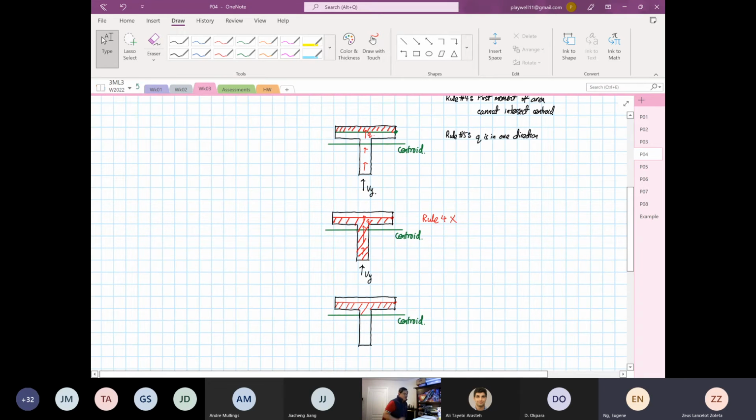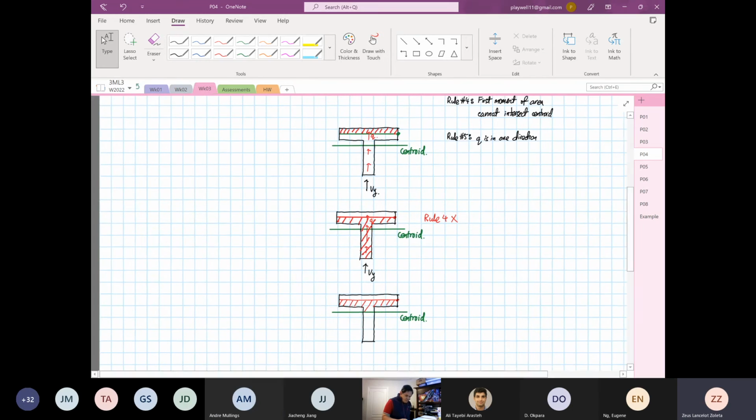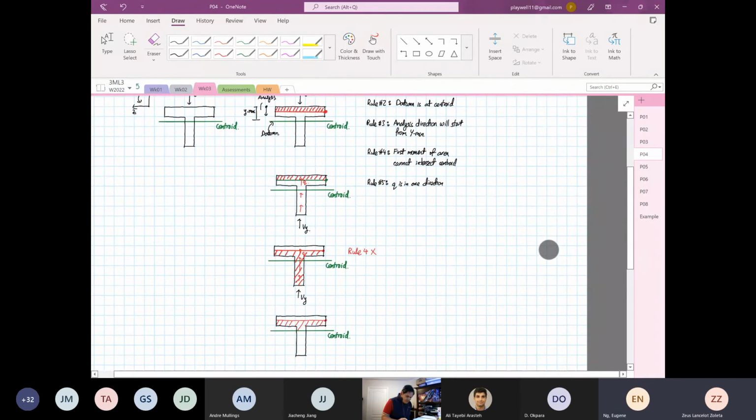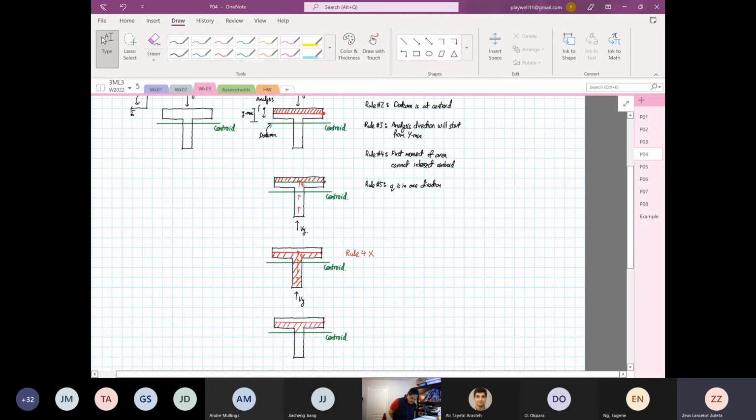Now, why is the last one I've drawn not correct? Which rule has it broken? Could you go up, sir? I can't see the rules. So which rule did it break? It broke rule number 3. Rule number 3 says analysis direction will start from what? Y max. Yeah, Tyron, you're right.